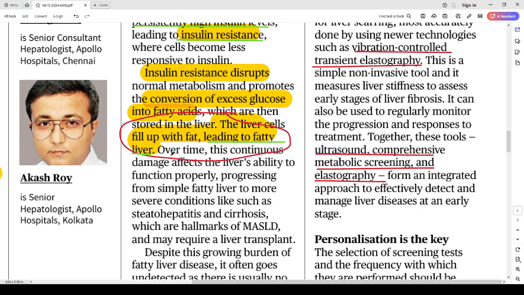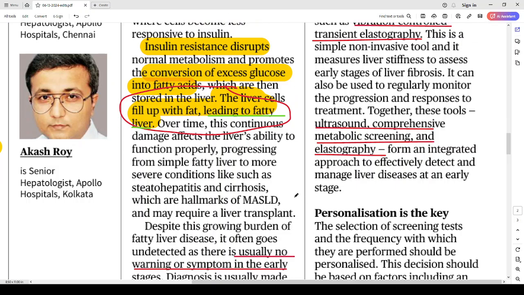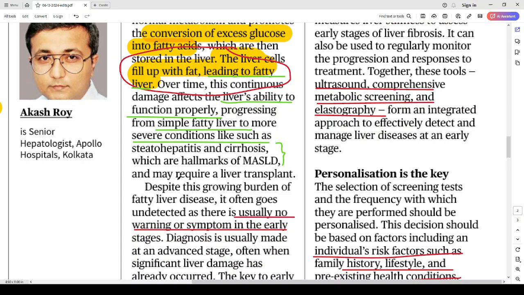So this is the main cause. What they're saying is when you consume excessive carbohydrates or sugars, the body produces excessive insulin. Over time it becomes insulin resistant. This results in the conversion of excess glucose into fatty acids, which are stored in the liver, and then the liver becomes fatty. Again and again over time, this continuous damage affects the liver's ability to function properly. It progresses from simple fatty liver to a more severe condition, such as MASLD, the new classification, which may require liver transplantation. This is a very severe condition, right?